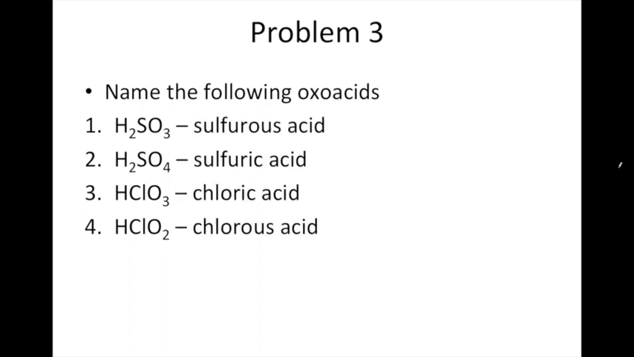Okay. So we have to look at the anion, and here we have sulfite. So that means we're going to end in ous, or sulfurous acid. Here we have sulfate. So sulfate, ate, we end our acid in ic, sulfuric acid. Here we have chlorate, so this would be chloric acid. And we have chlorite, so this would be chlorous acid.